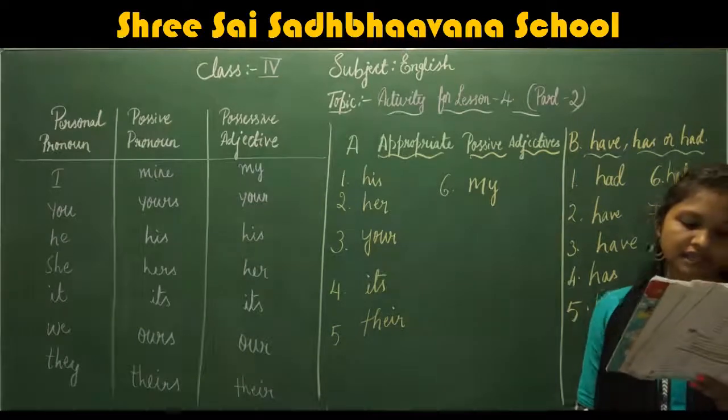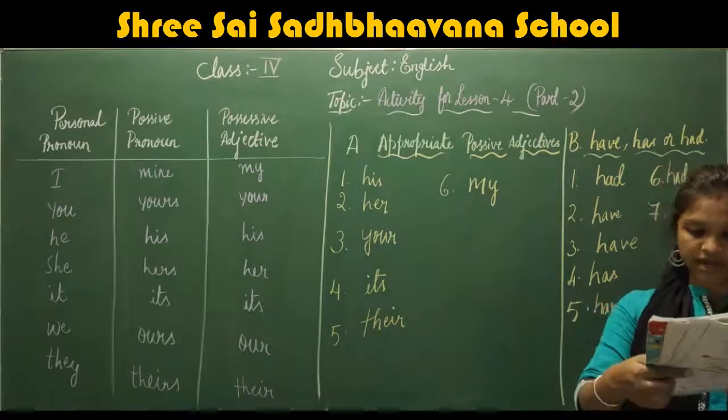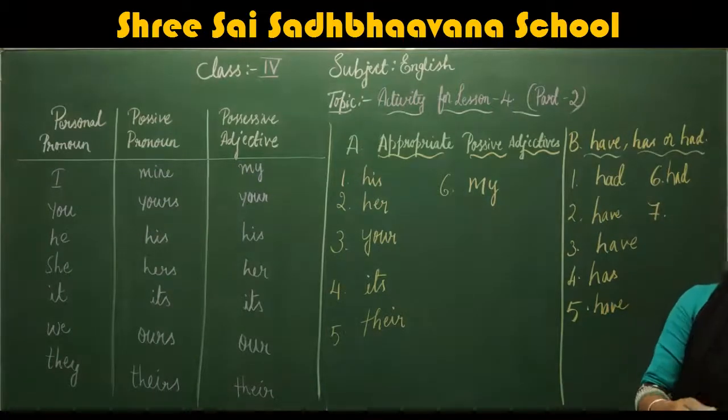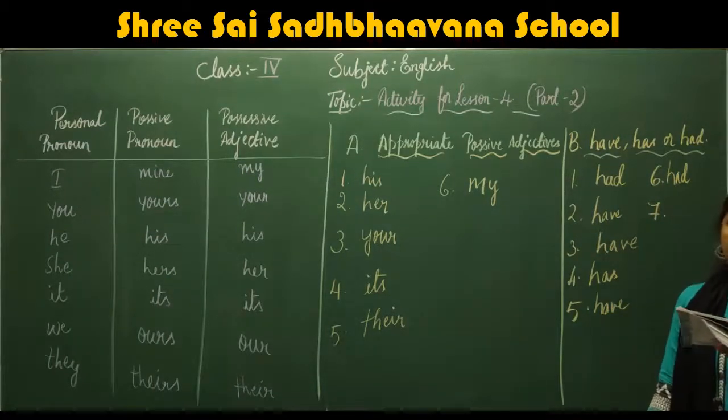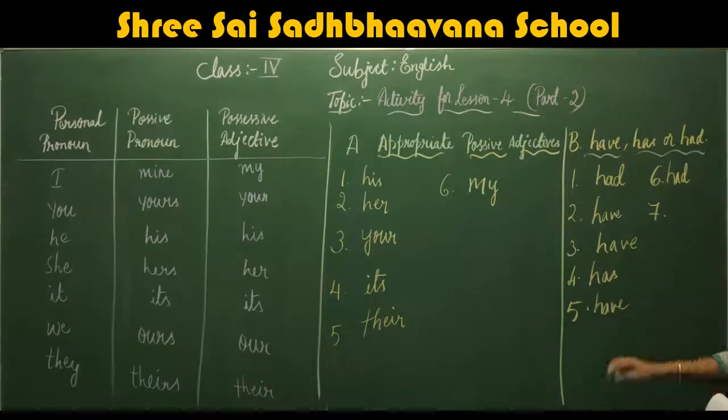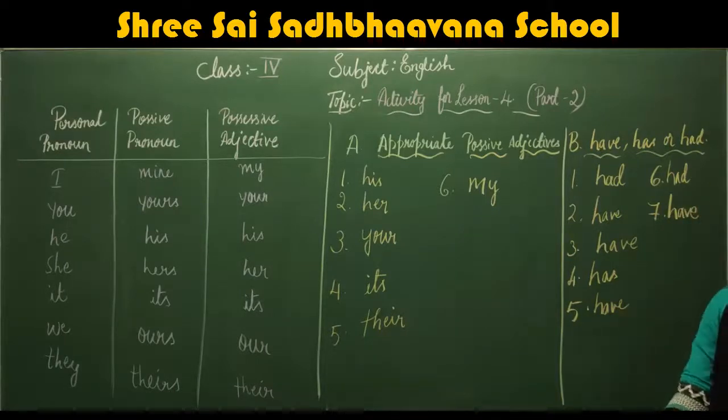Now your seventh one. They dash to board the train at 6:30 this morning. Here we have to use have. They have to board the train at 6:30 this morning.